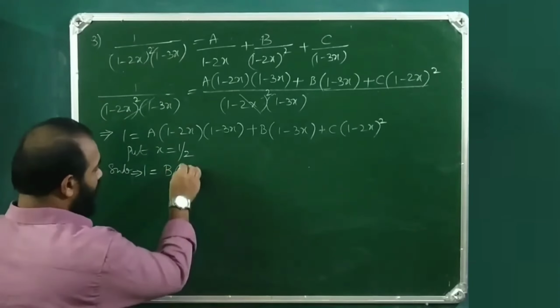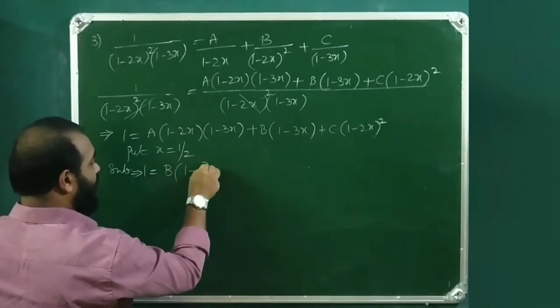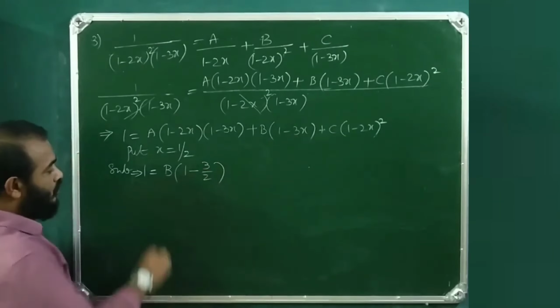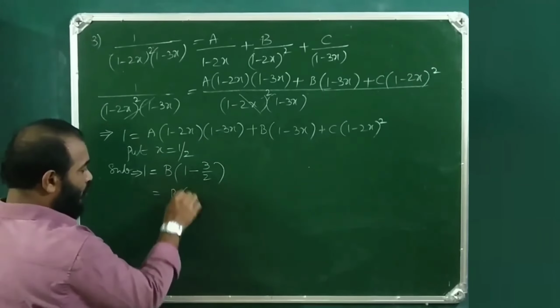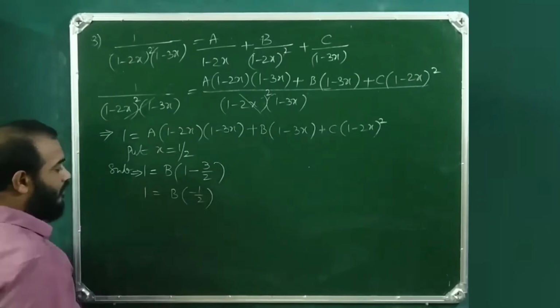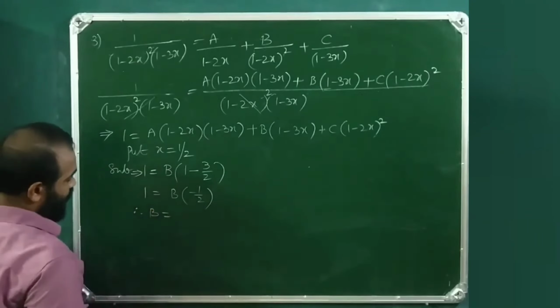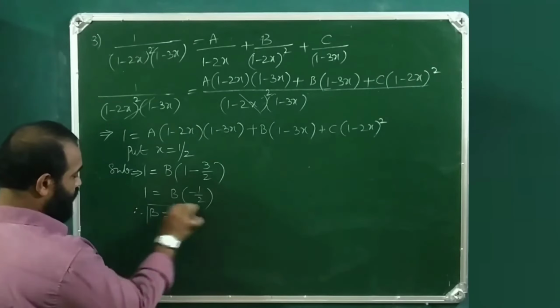So b into (1 minus 3 into x). 3 into 1 by 2 is 3 by 2. So this is b into (2 ones are 2, 2 minus 3 by 2 is 1 by 2). Therefore, b is equal to minus 2.